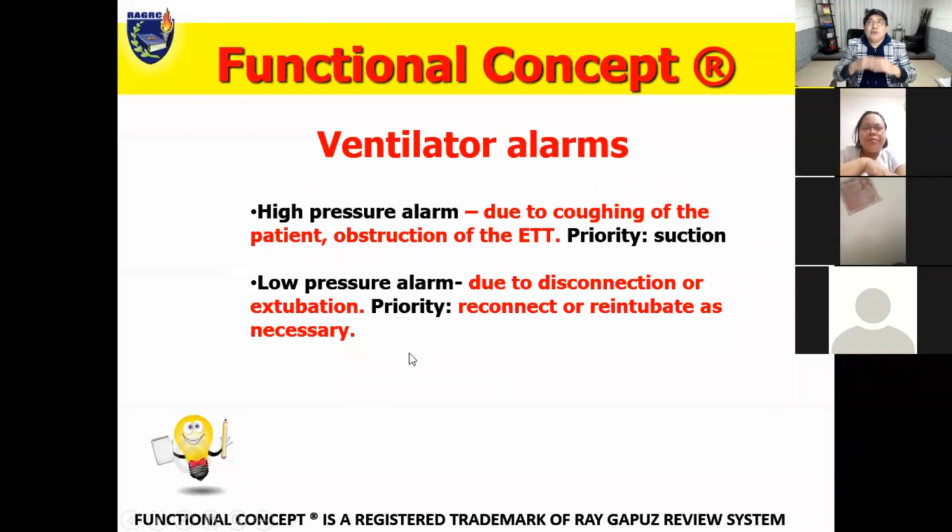So if you are given a question that says the high pressure alarm suddenly sounds, what should be the priority of the nurse? Suction the endotracheal tube. Or the low pressure alarm sounds, what should be the priority of the nurse? Reconnect, or check for disconnection, or check for extubation, or reintubate as necessary. All of those interventions are appropriate. Remember these two concepts, colleagues.